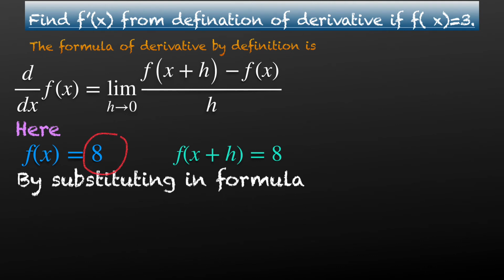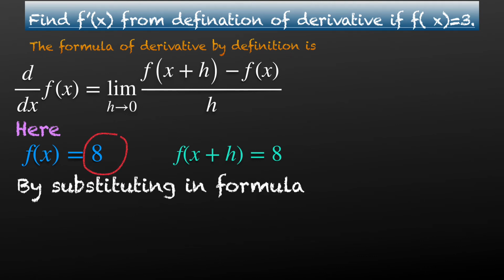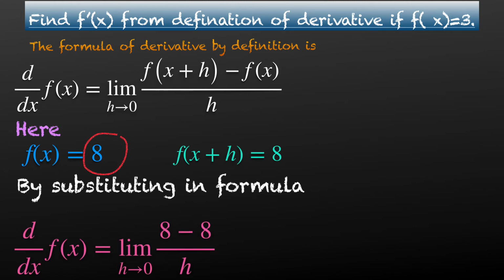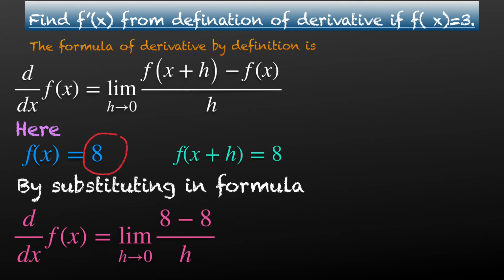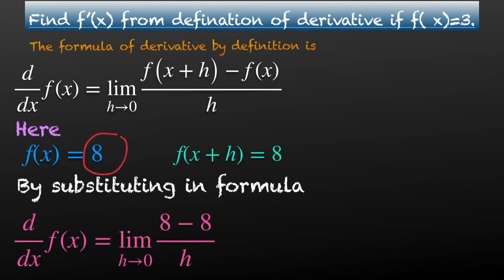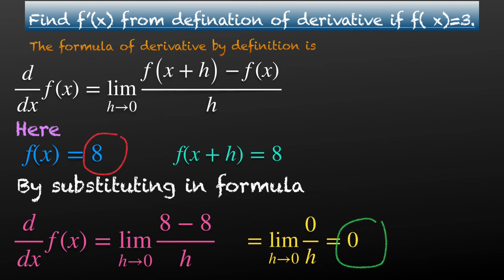By substituting these values in the formula, we get d by dx f of x is equal to the limit as h approaches 0 of 8 minus 8 by h, which is equal to the limit as h approaches 0 of 0 by h. 0 divided by something is equal to 0. So here the whole thing is 0. It means the derivative of any constant is 0.